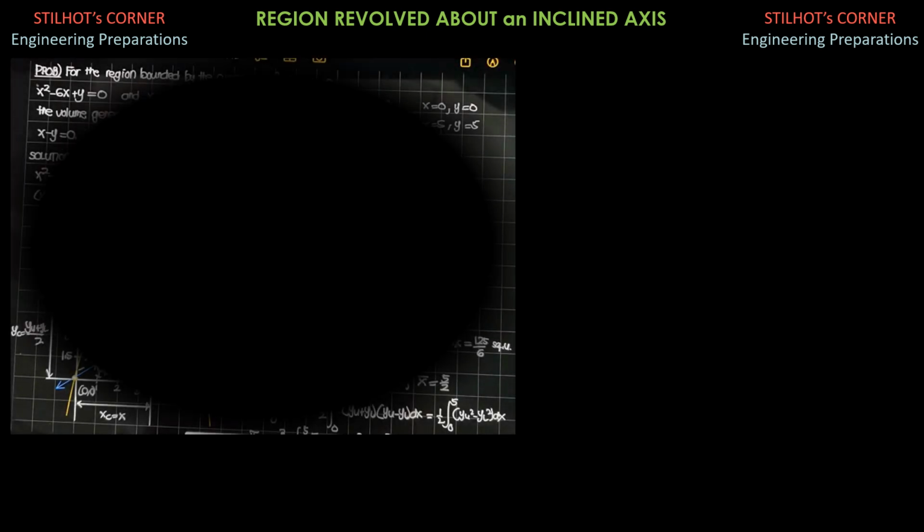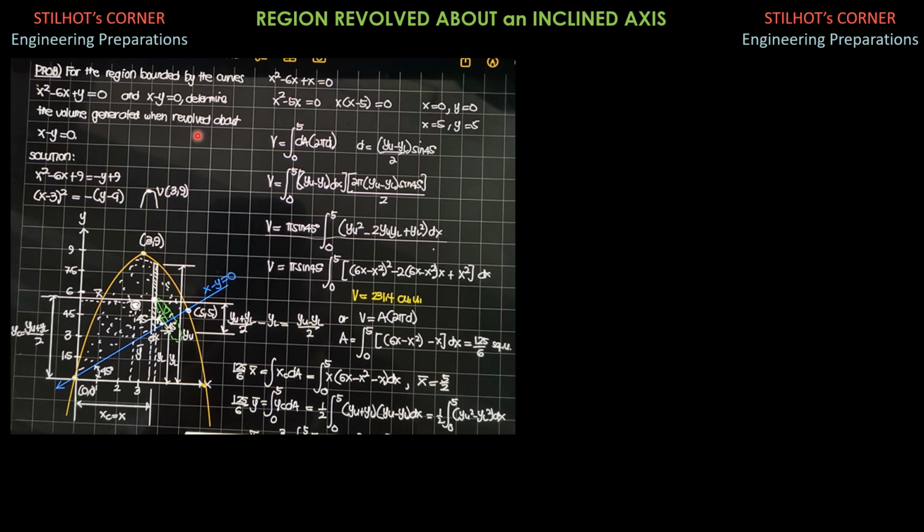So here we go. For the region bounded by the curves x squared minus 6x plus y equals 0 and x minus y equals 0, determine the volume generated when revolved about the inclined axis x minus y equals 0. So first, let's plot the curve.